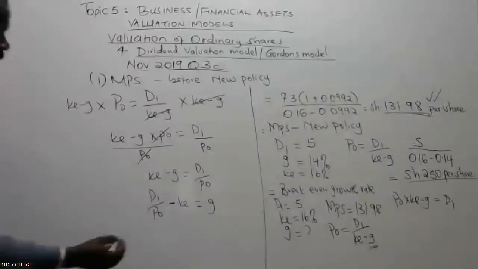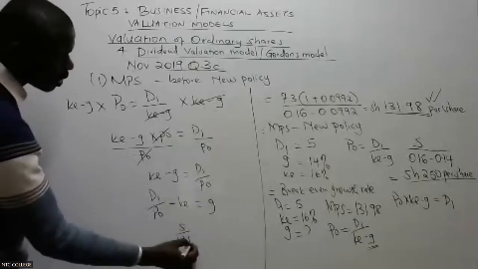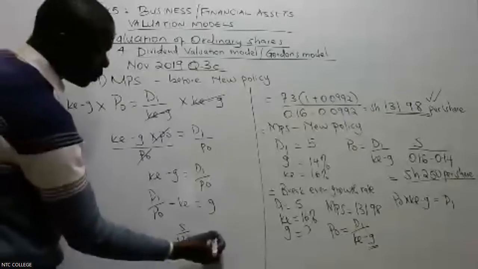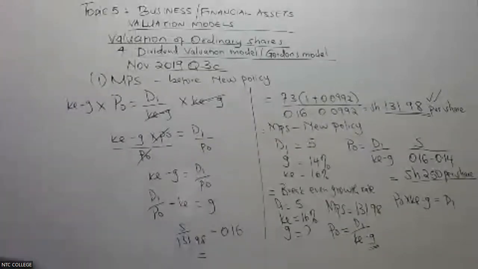So our D1, we have 5, over P0, we have 131.98. Then we left what? Our KE of 0.16. What are we getting?